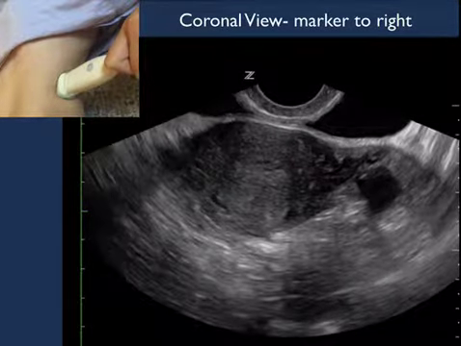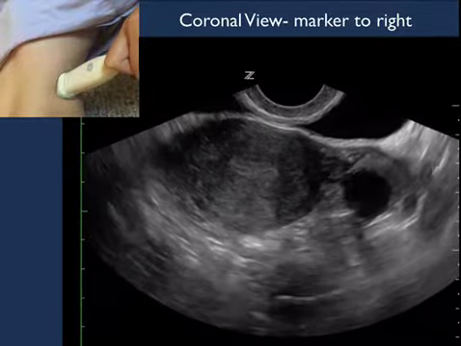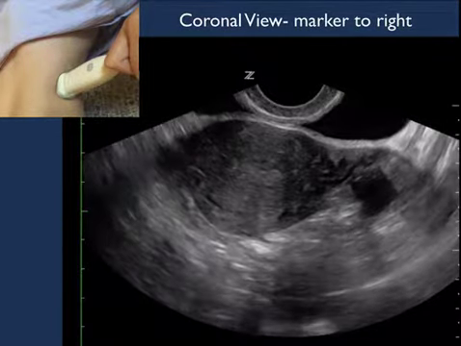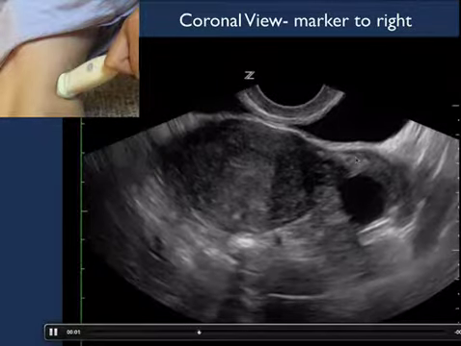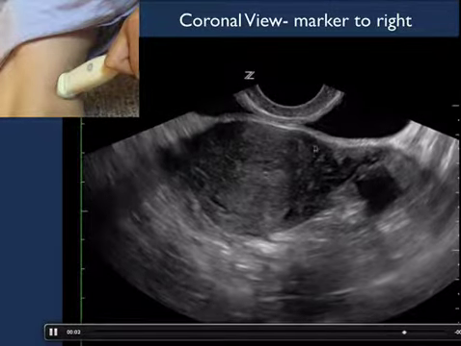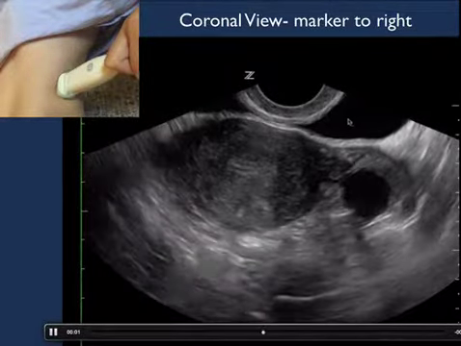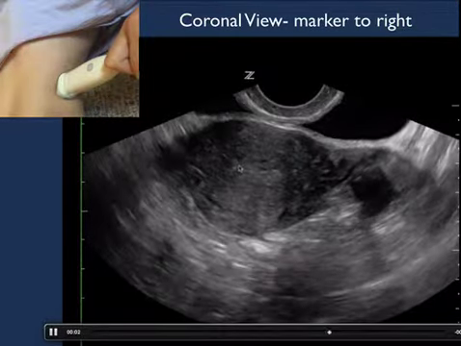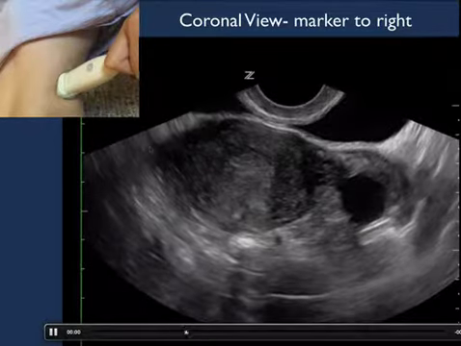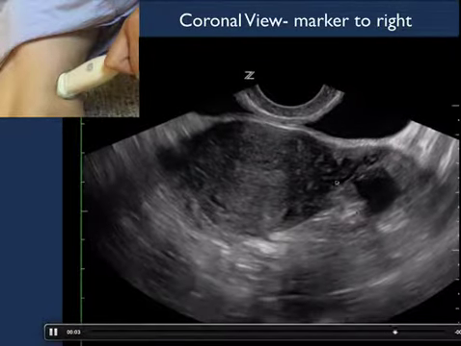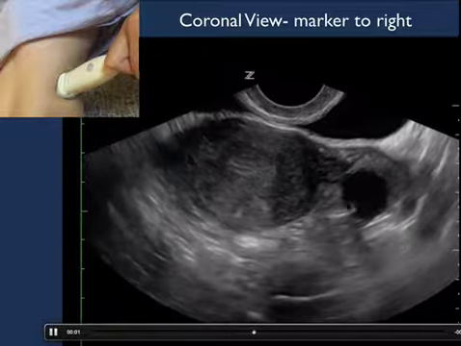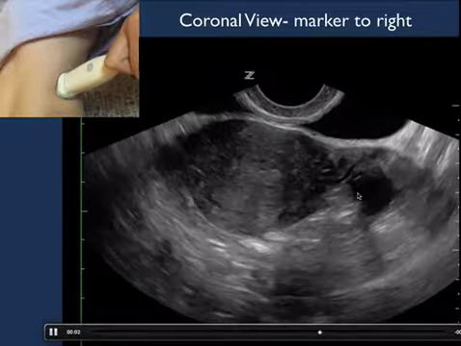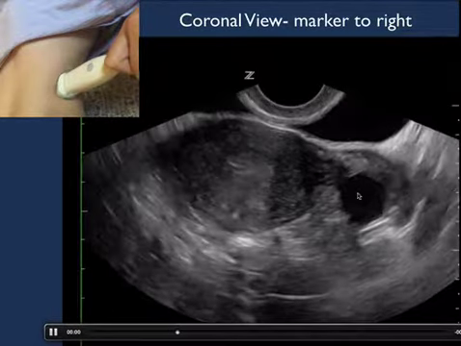This is what we would see in a coronal view with the marker dot to the right. Endovaginally, we will see the uterus here, midline. Anterior to the uterus, we will see the anechoic bladder. Here we see the endometrial stripe, and this is the patient's right side, and this is the patient's left side. Here we notice a cyst within the ovary, which is anechoic, and this likely represents a corpus luteal cyst.